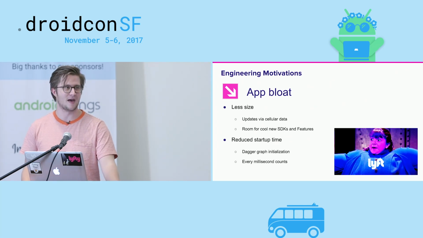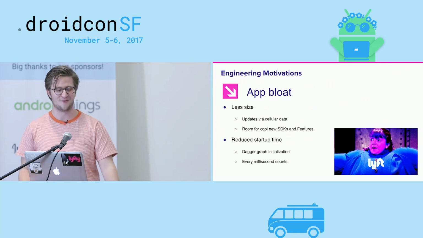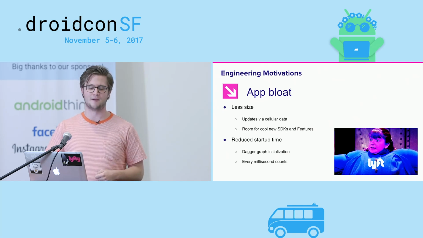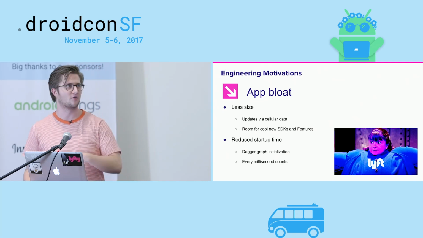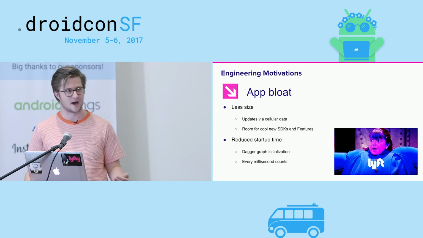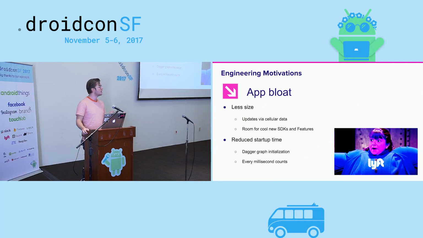And then also the holy grail of mobile apps is start time, making sure that the app starts really quickly. And so basically reducing all of our Dagger graph initialization. As you know with this, every single millisecond counts. So we're really shaving off as much as we can off of each app's start time.